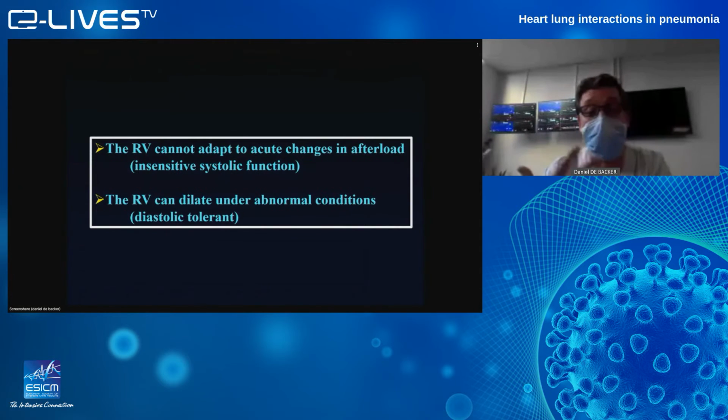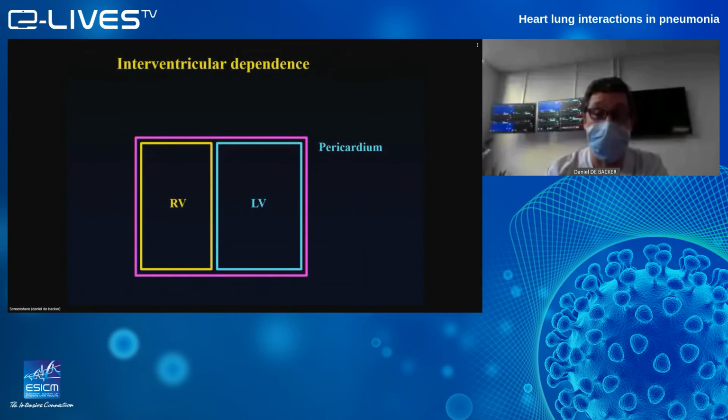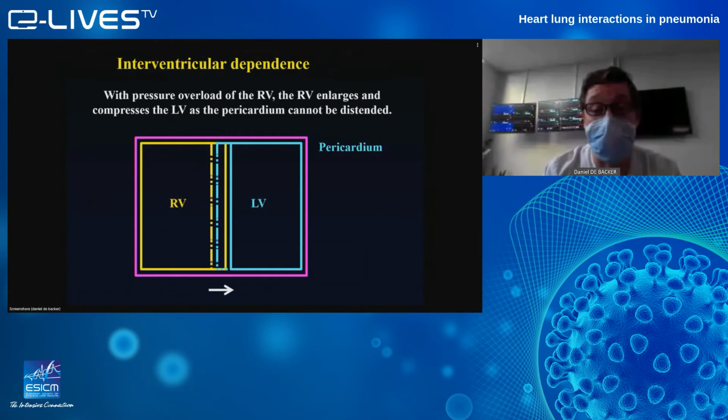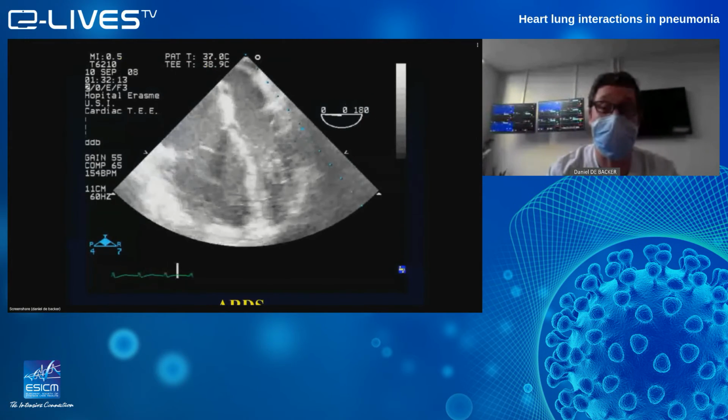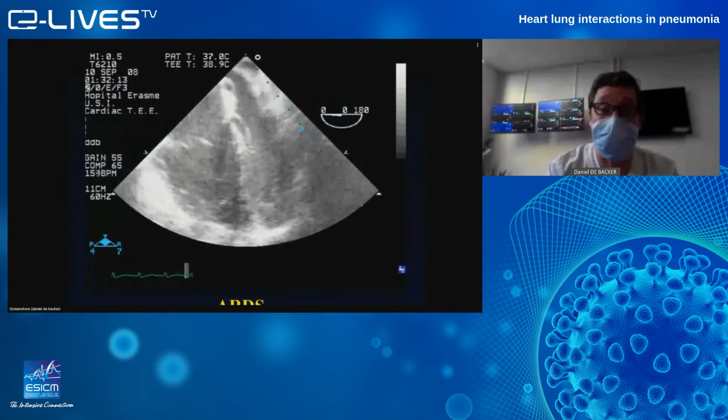And the right ventricle cannot adapt to acute changes in its afterload. And unfortunately, it dilates under abnormal conditions. And this will have major implications because of the interventricular dependence. If the right ventricle dilates, this will have influence on the left ventricle. Indeed, we have here the dilation of the right ventricle and then the squeezing of the left ventricle that cannot really be filled adequately. And in these conditions, we have a decrease in the left ventricular stroke volume. And this is exactly what we see here in this patient.